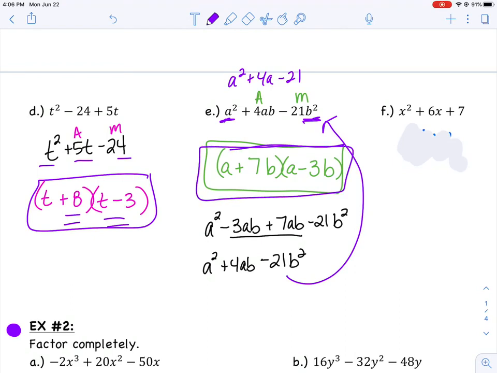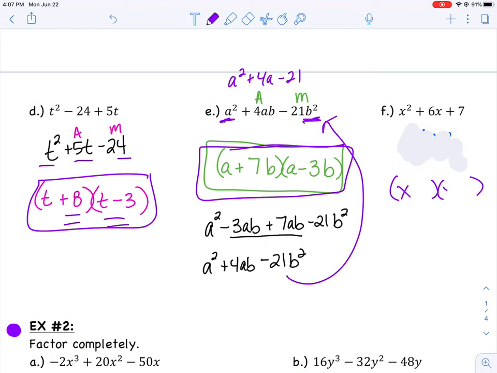A little bit tricky if you have extra variables, so ignore them for a second if it helps, but don't forget about them. Make sure that you bring them back in the end. All right, try F for me. All right, is it in order? Is there a GCF? Is there a number you can take out of 1 and 6 and 7 besides a 1? All right, so it doesn't look like there's a GCF, and it looks like there's 3 terms. So let's try to factor it.